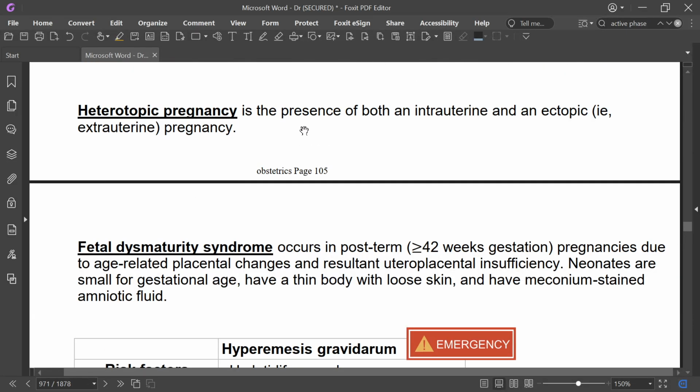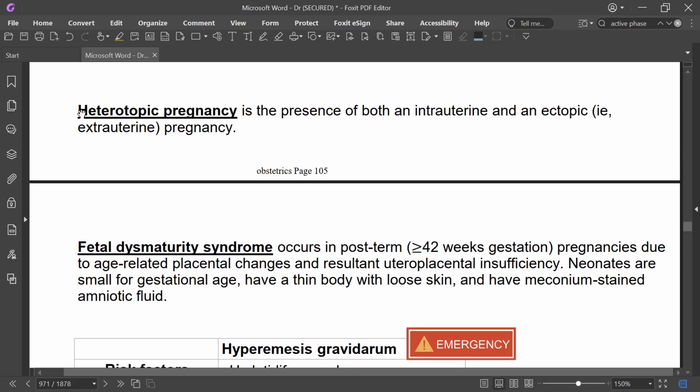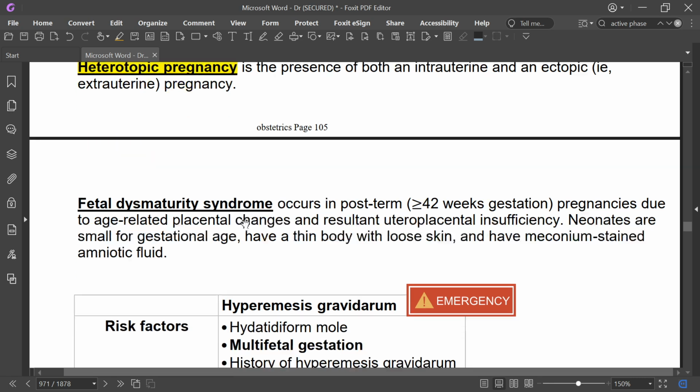Heterotopic pregnancy is the presence of both intrauterine and ectopic pregnancy. Fetal dysmaturity syndrome occurs post-term, more than 42 weeks of gestation, due to uteroplacental insufficiency.